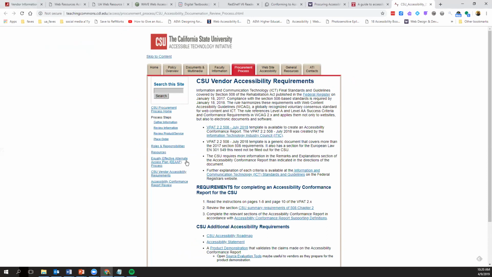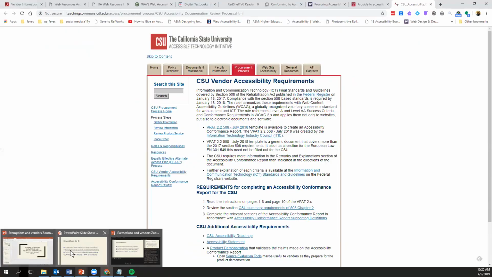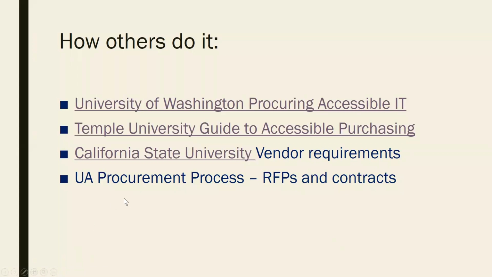Here's what we expect your product to be able to do, and here's the documentation we expect you to provide if we're going to do business with you. Here at UA, UA's procurement office incorporates accessibility requirements and questions into relevant RFPs and contracts. So there is accessibility language in RFPs and contracts. Our area is still working with procurement to define the process for other types of purchases.